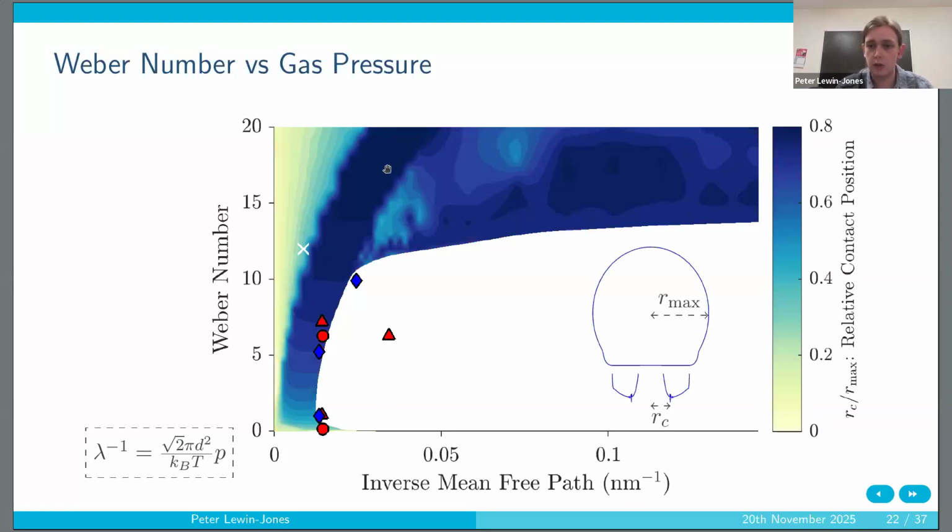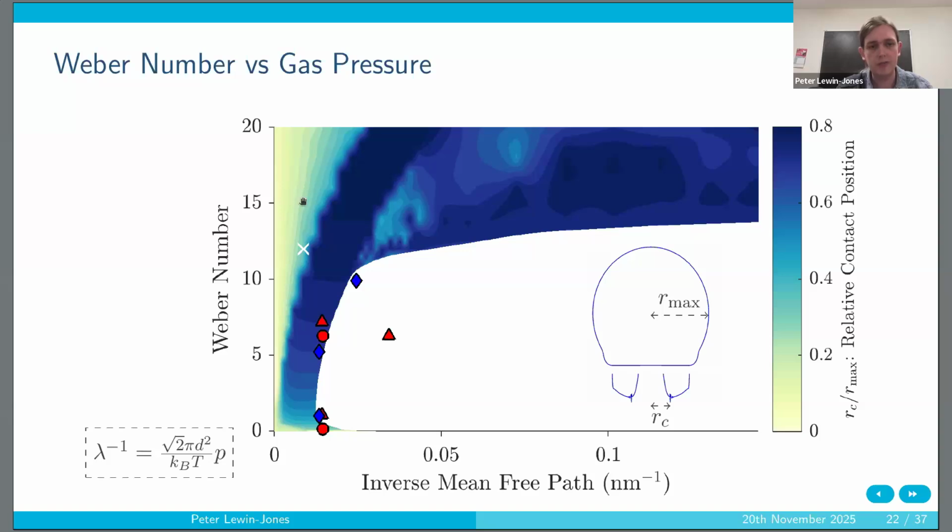So now, instead of plotting the contact time, I'm plotting the contact position. What I've looked at is, at the moment of contact, what's the radial extent of the maximum of the drop? Here's where contact occurs, again, compared to the middle of the drop. And how large is this contact position? We can see very clearly that there are clear bands of structure within the different contact modes. There are clearly different ways the drops are making contact.